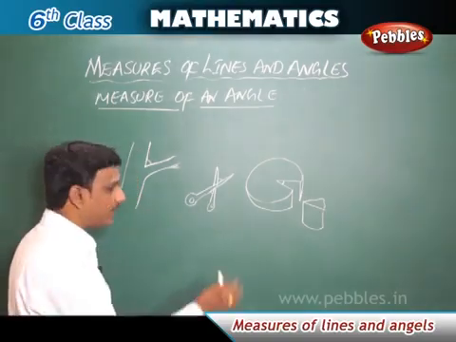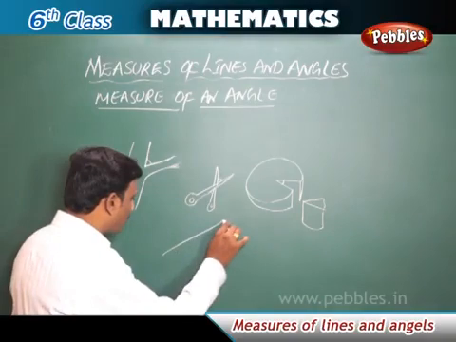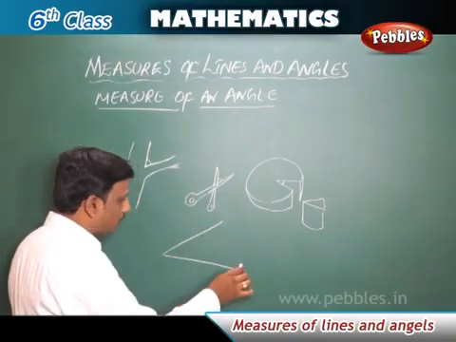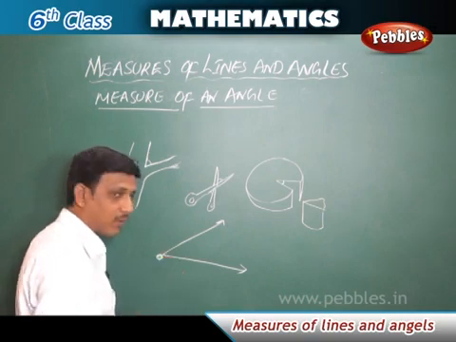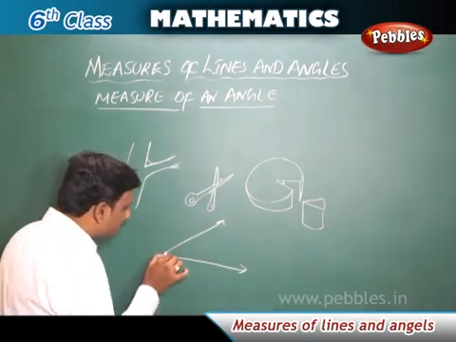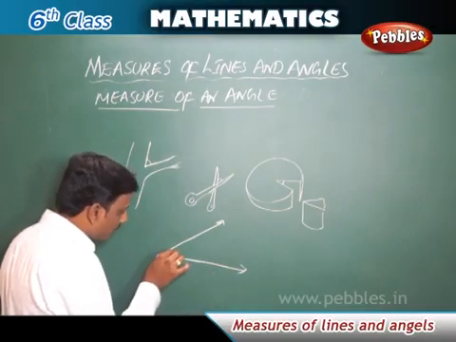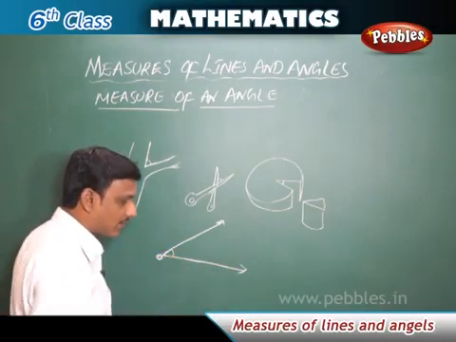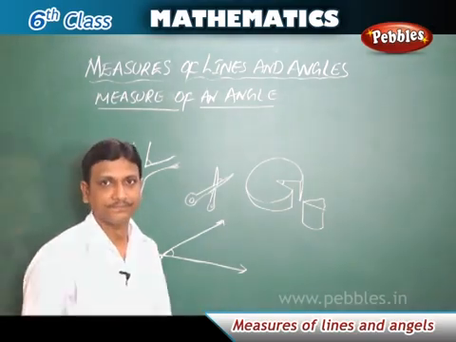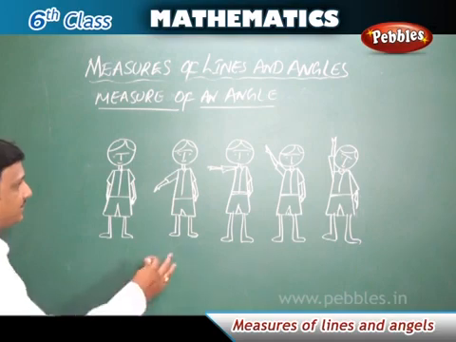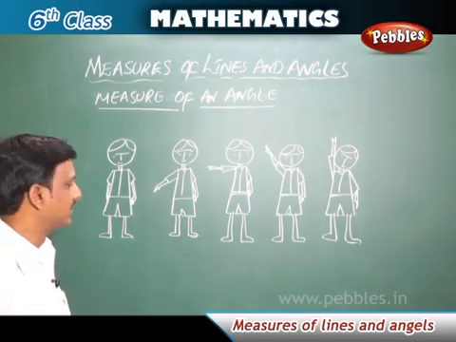So here we observe one thing, that angles are formed between two line segments or two rays which start from a common point. So here these two rays start from this point O. So here at this corner an angle is formed. This way angles are formed. Now let us see these pictures to get some better idea about angles.